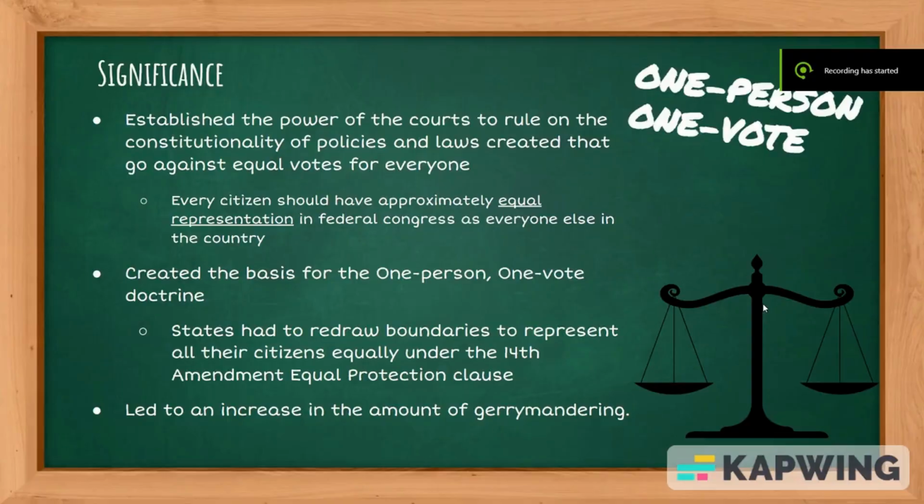Now for significance. It essentially established the power of the courts to rule on the constitutionality of policies and laws for equal rights of all citizens, essentially meaning that every citizen has approximately equal representation in federal Congress, same as everyone else. So you don't have the issue of a populated area versus a rural area. It also created the basis for the one person, one vote doctrine, which led to states having to redraw boundaries to represent all their citizens equally under the 14th Amendment Equal Protection Clause. And lastly, it also led to an increase in the amount of gerrymandering in the modern day.